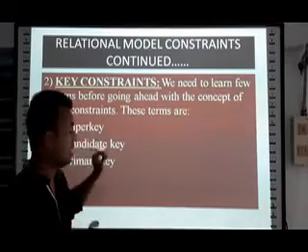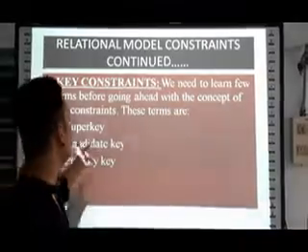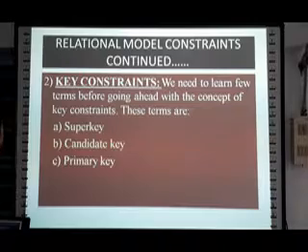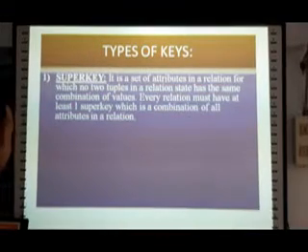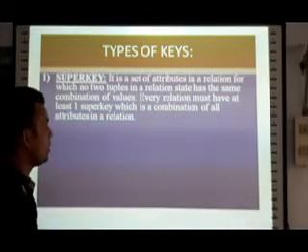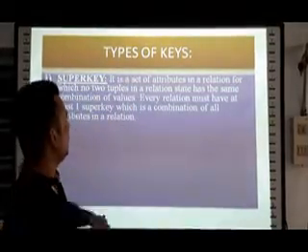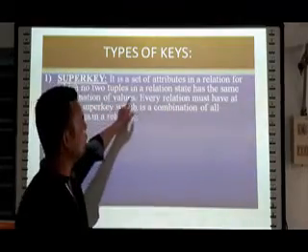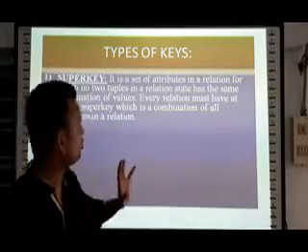So before discussing the key constraint, the 3 types of keys which we need to discuss are super key, candidate key, primary key. Now what is a super key? Let us see. See, I have shown you the definition. It is a set of attributes in a relation for which no two tuples in a relation state have the same combination of values. That means what?